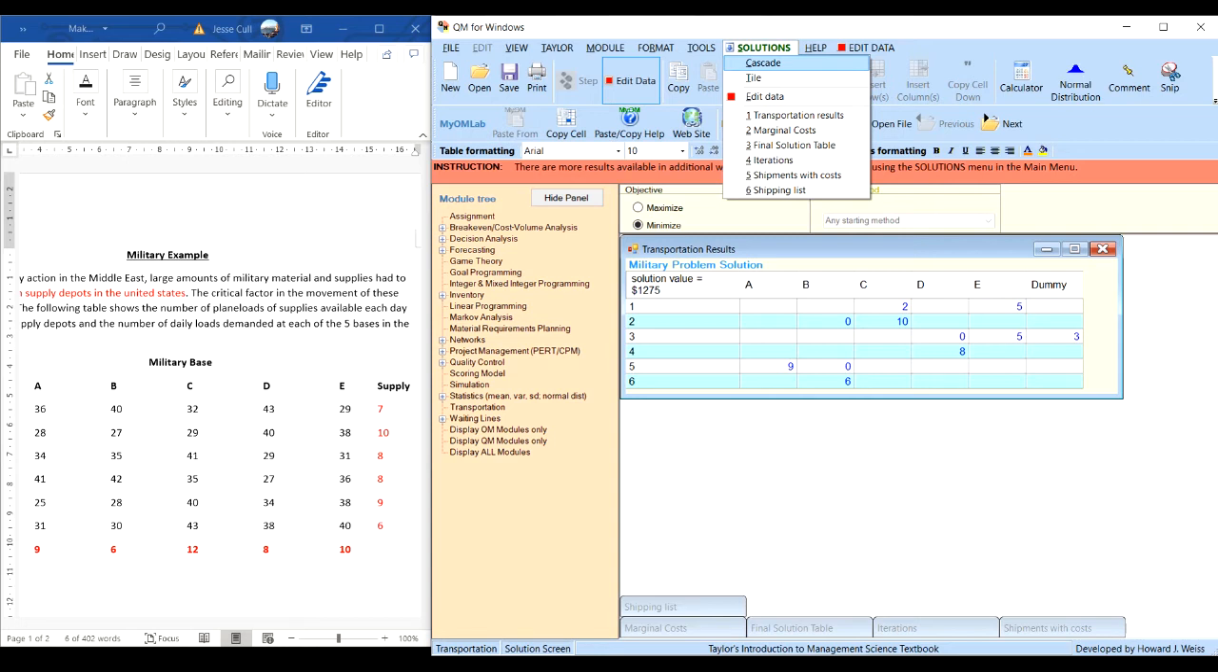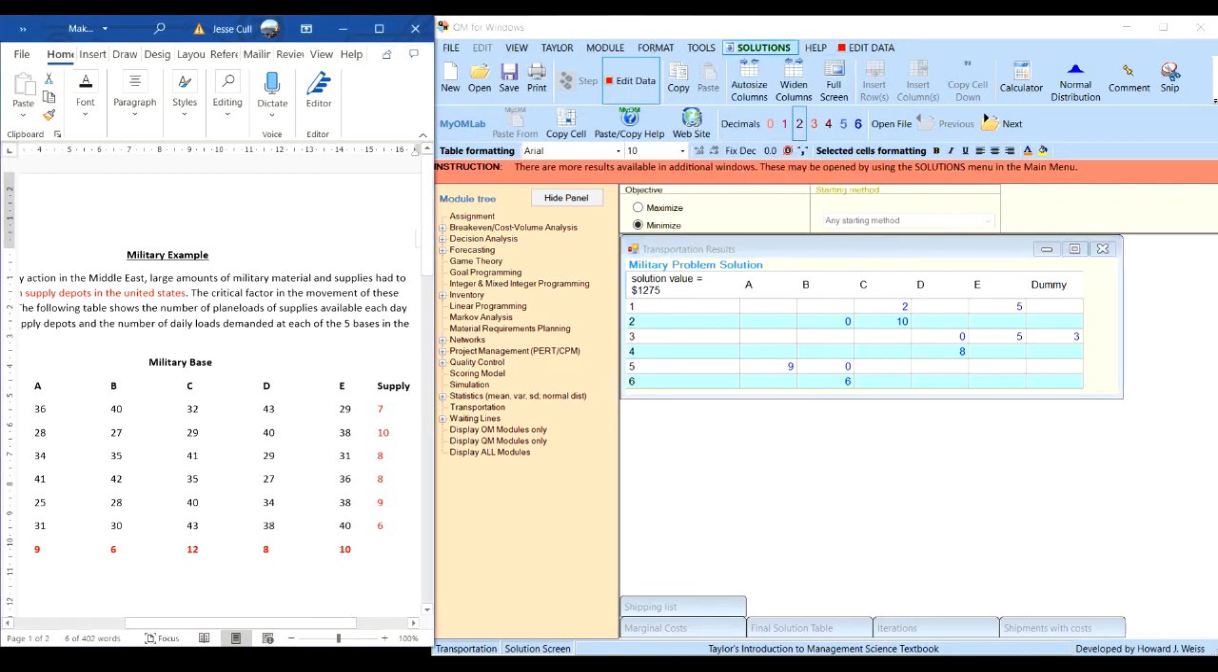So supply depot A, 7 were supplied, 7 were supplied. 10, 10. 8 were available, but only 5 were used, 3 were thrown in the garbage. 4 is 8 available, 8 were shipped. Number 5 was 9 were available, 9 were shipped. And the last one, 6 were available, 6 were shipped.